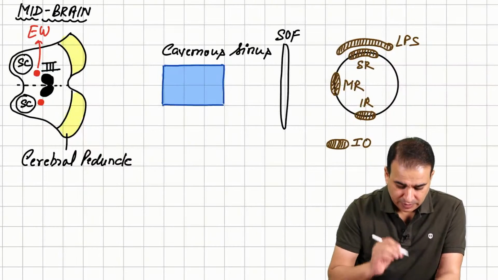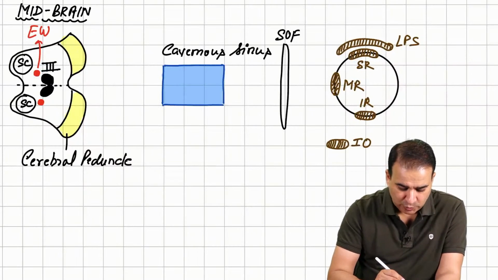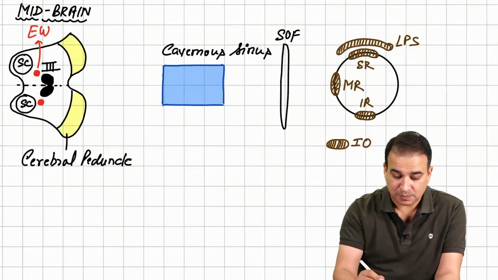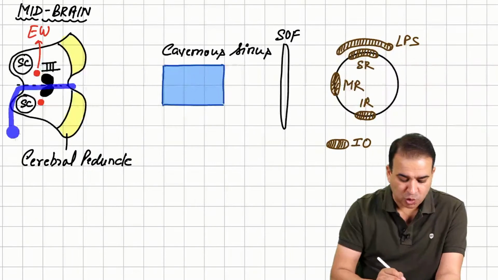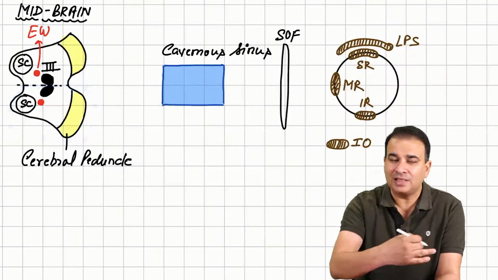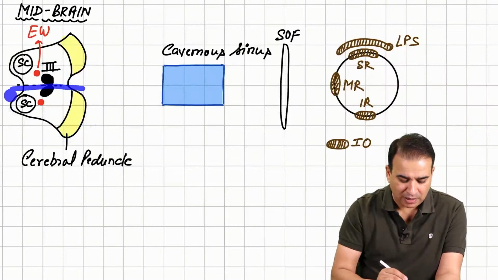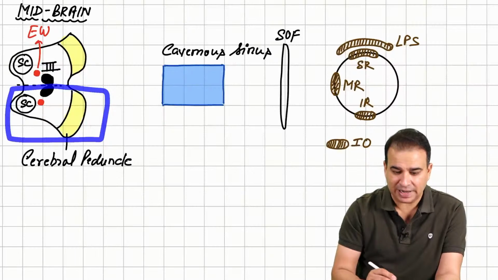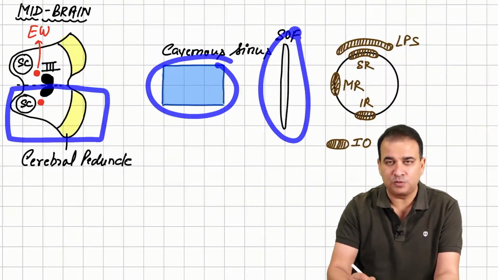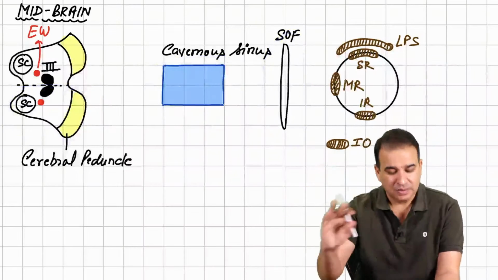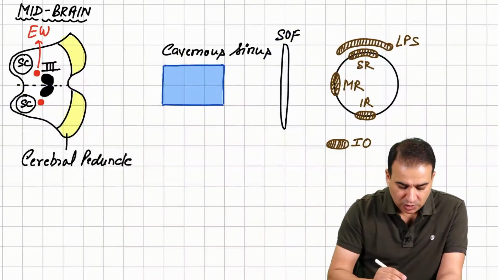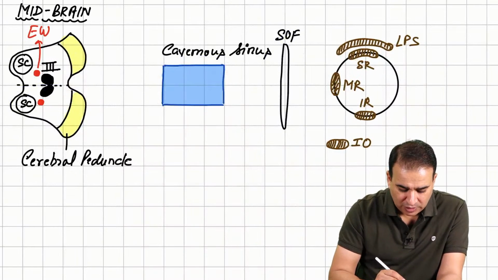Third nerve. Starting from this third nucleus, I'm just looking at the nerve of one side. Guys, please understand this first. We are just talking about one side only. I'm drawing the entire midbrain here, but we will be discussing the nerve coming from one side, going to one side of the cavernous sinus, one side of the superior orbital fissure, and one side of the orbit.